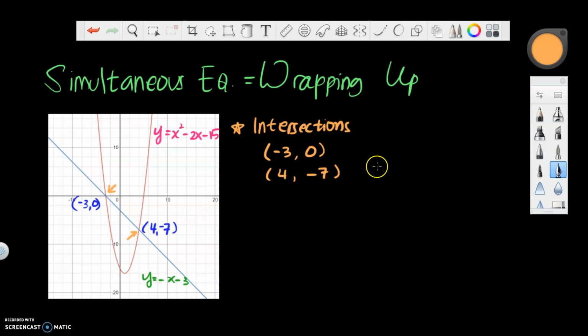And in simultaneous equations, when these two curves meet, this is your solution. So your solution is when x equals negative 3 and when x equals 4. So these are your solutions for these simultaneous equations. This curve is x squared minus 2x minus 15, and this line is y equals negative x minus 3. So this is very easy to see.